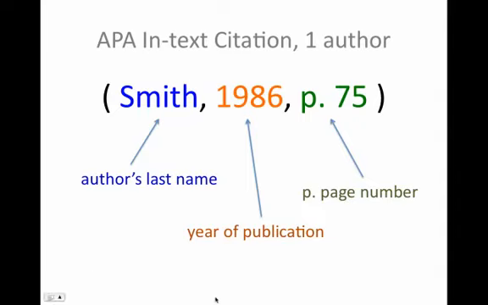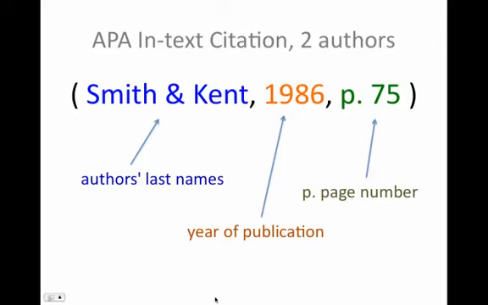What do I do if I have more than one author? Pretty much the same idea as MLA. You want both authors' names in here. And the reason I'm giving this example is because APA wants this curly sign, it's called an ampersand, instead of the word and. So it's just a tiny little formatting difference. Everything else is the same: comma, year of publication, comma, P, period, page number.